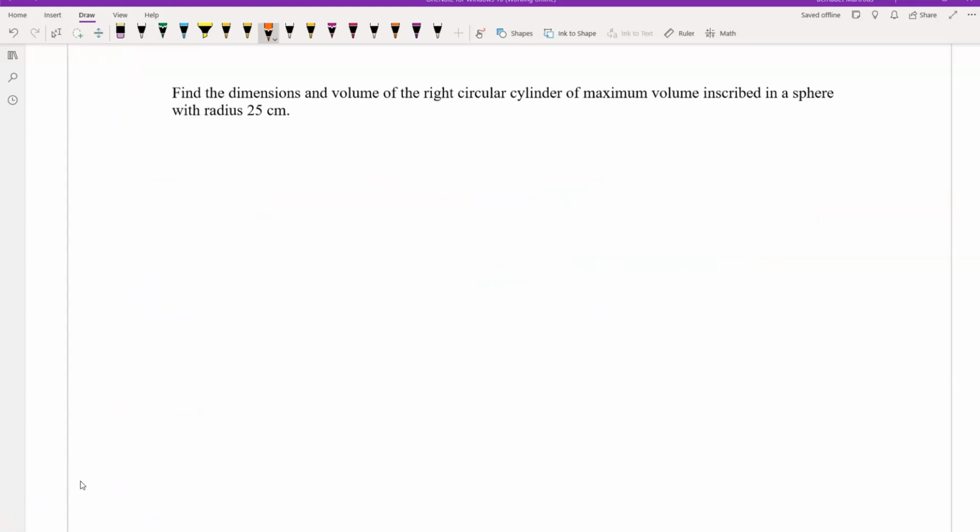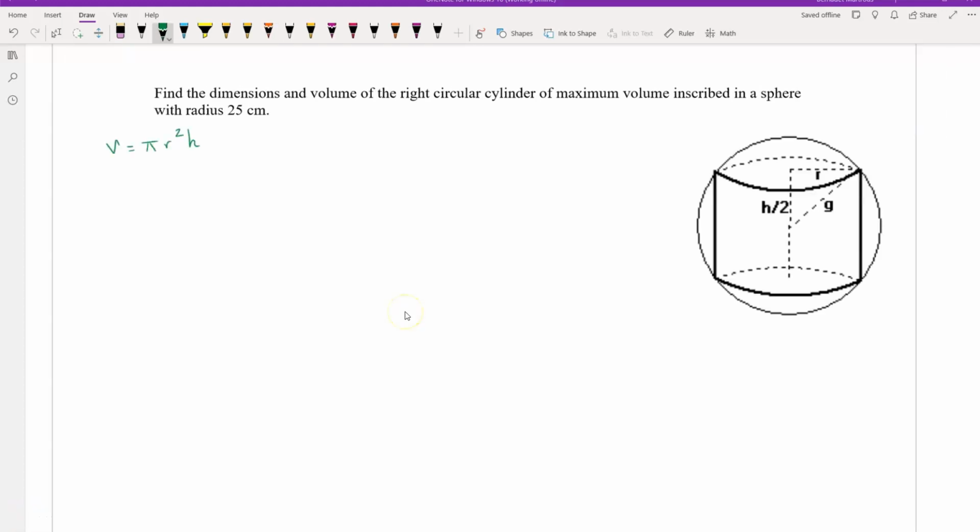Find the dimensions and volume of the right circular cylinder of maximum volume inscribed in the sphere with radius 25 centimeters. The volume of a right circular cylinder with base radius r and height h is V equal to pi r squared times h.